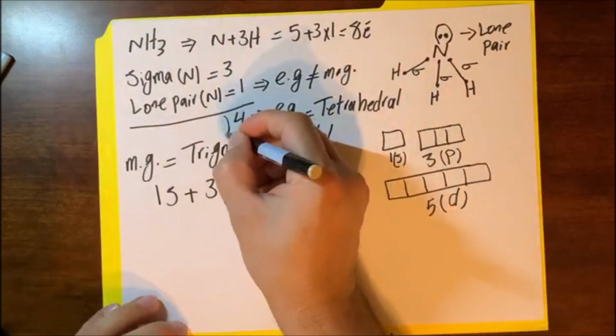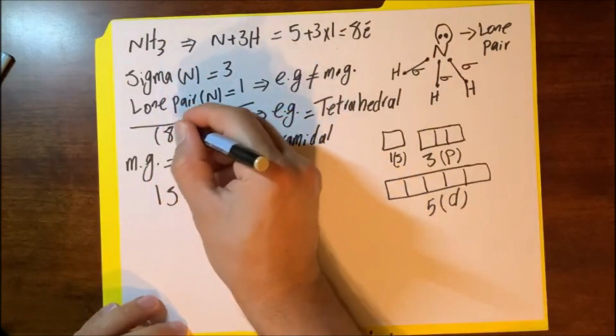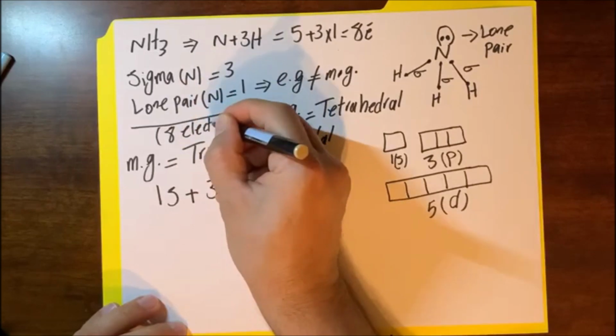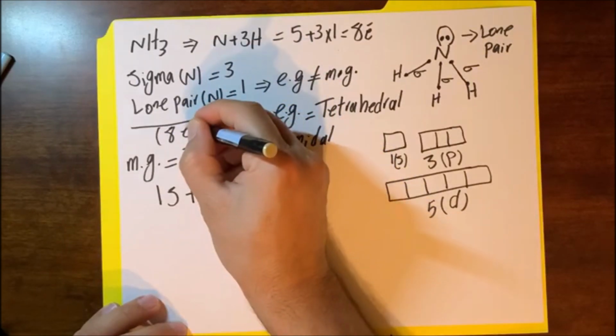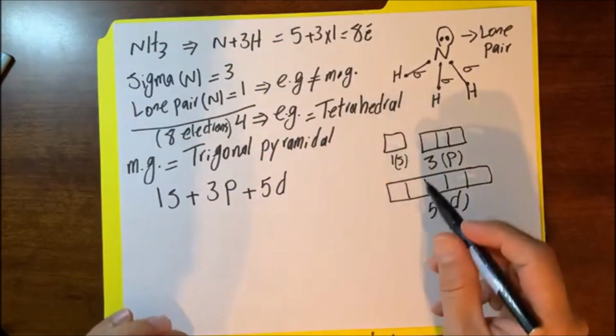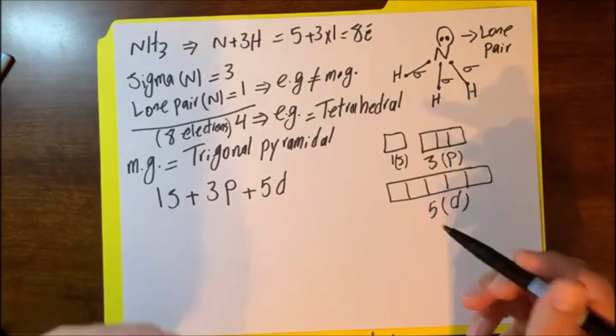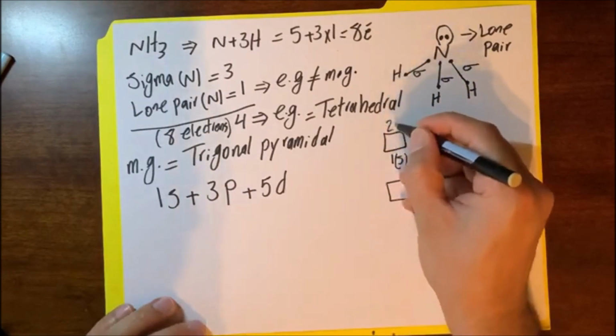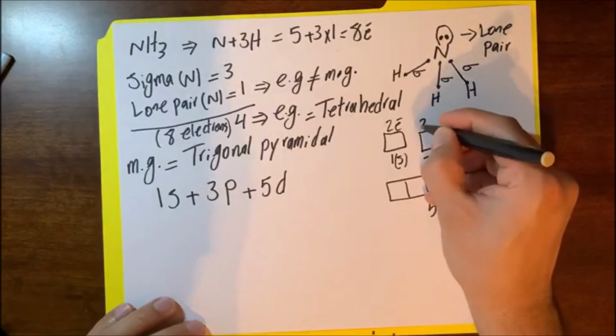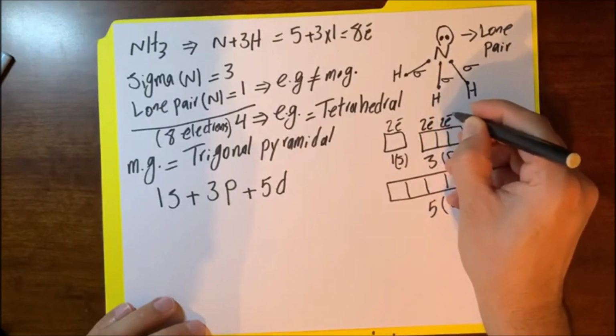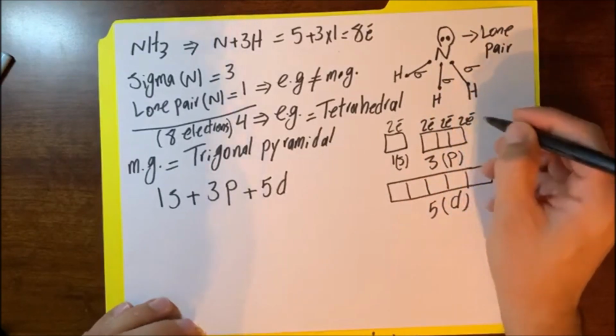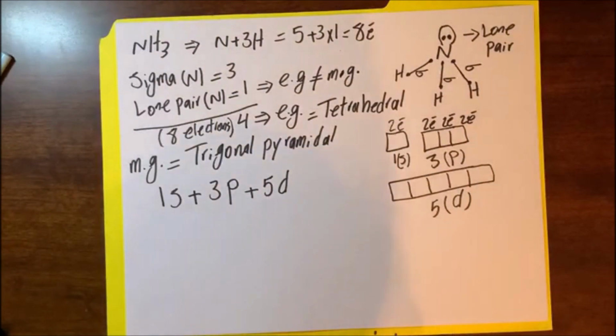That means 8 electrons. So you need to have 4 boxes to accommodate 8 electrons. First box, you can put 2 electrons in it, 2 electrons here, 2 there, and 2 there. So I need to have 4 boxes to accommodate 8 electrons.